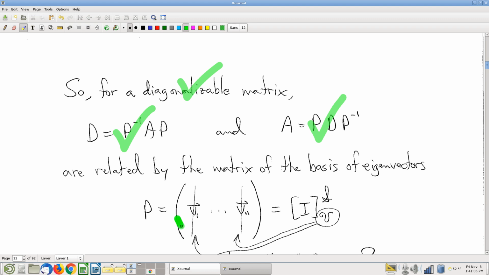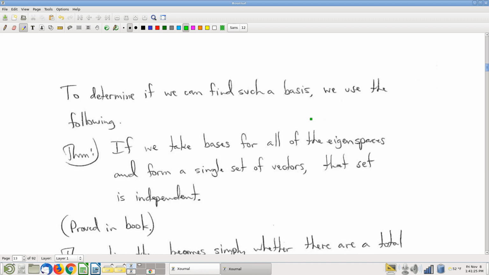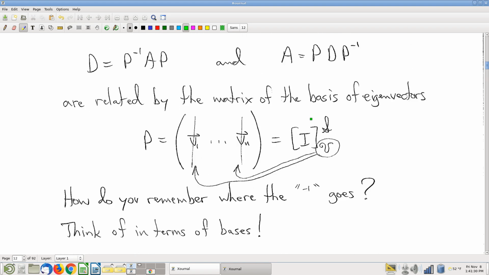This P matrix is defined like so. Its columns are a basis of eigenvectors, and that P matrix, by that construction, is a change of basis matrix. Okay, all right, so that's what we talked about last time. Okay, moving along. Is this possible? Can this always be done? Let's go back up here to our list, right?